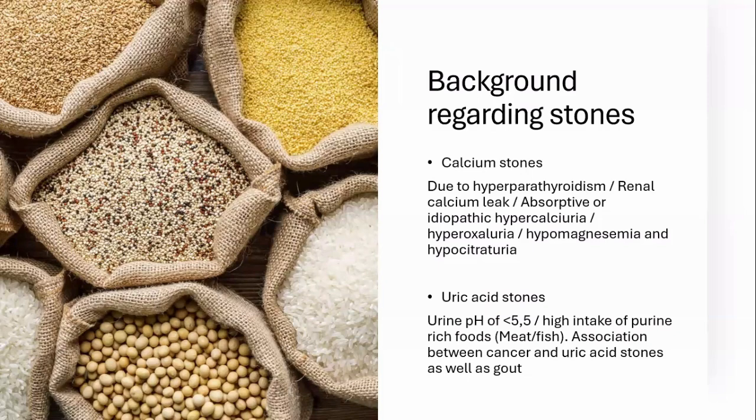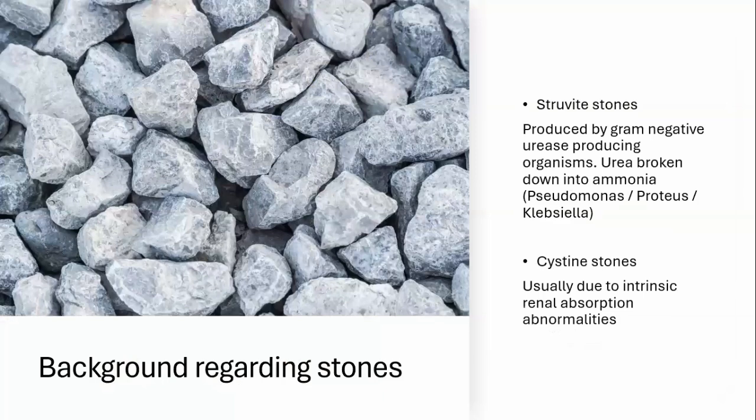In terms of uric acid stones, there is an association between cancer and uric acid stones as well as gout, and it's usually secondary to a high urine intake. Struvite stones are actually produced by infection. So if you get a report back saying that your patient has a struvite stone, think of things like Pseudomonas, Proteus, and Klebsiella. So obviously your patients who have indwelling catheters, or have been hospitalized for a long time. And then cysteine stones, which make up 1% of your population that will present with stones. So very rare.